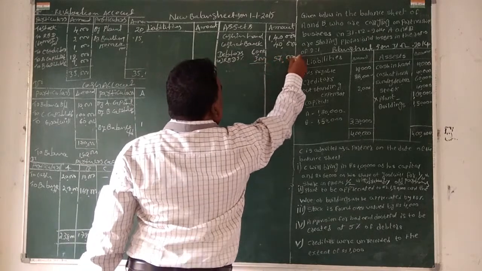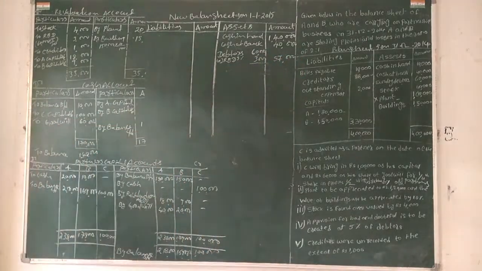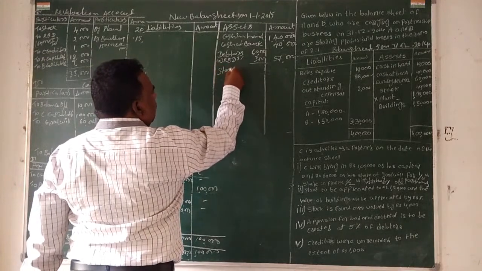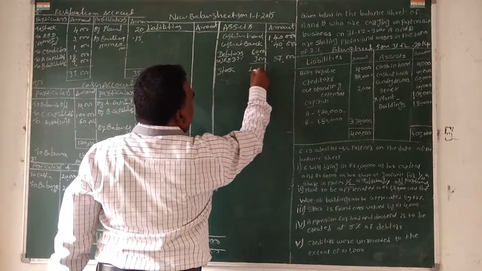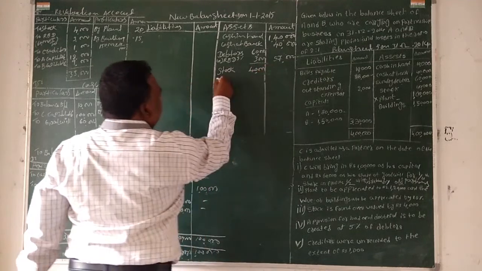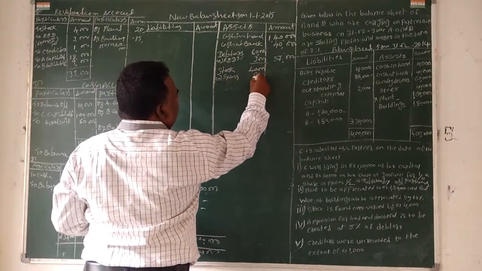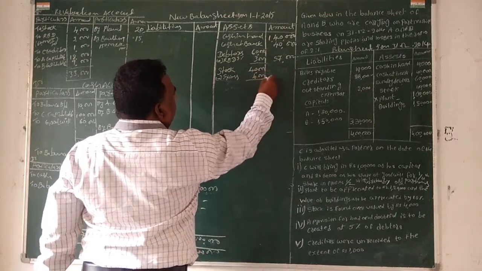Next, stock value excess 4,000. Stock in the inner column 40,000 minus excess value 4,000. Net value of stock 36,000.